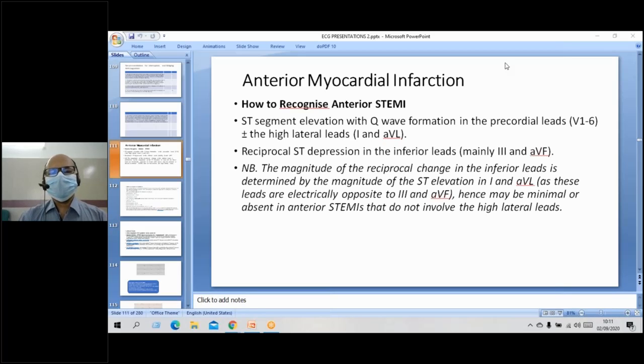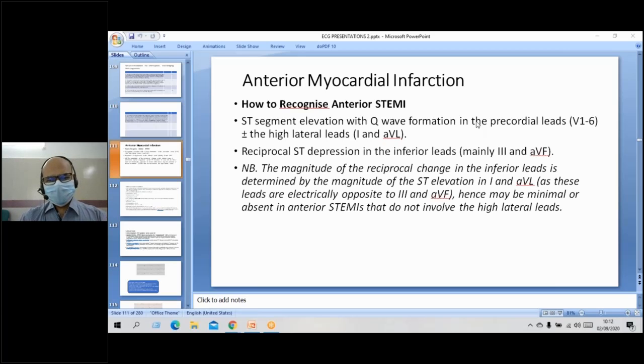So first of all, how to recognize anterior myocardial infarction? ST elevation MI. You know this 12 lead ECG. Those patients have chest lead changes of ECG as well as lateral lead changes. That means ST segment elevation with Q wave formation in the precordial leads, usually V1 to V6, and high lateral leads 1 and AVL. And sometimes there is presence of reciprocal changes. Those patients having anterior myocardial infarction will develop reciprocal changes in the opposite leads.